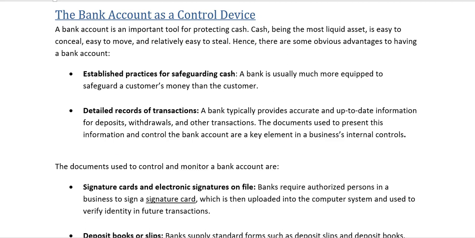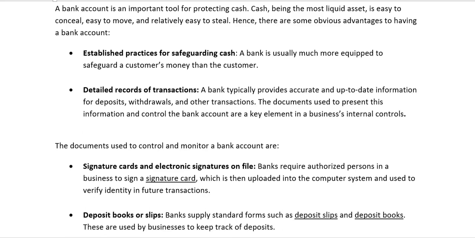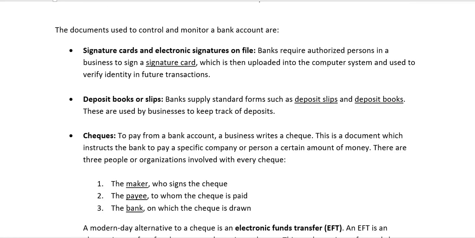Some documents used to control and monitor a bank account are signature cards and electronic signatures on file. Banks require authorized persons in a business to sign a signature card, which is then uploaded into the computer system and used to verify identity in future transactions.